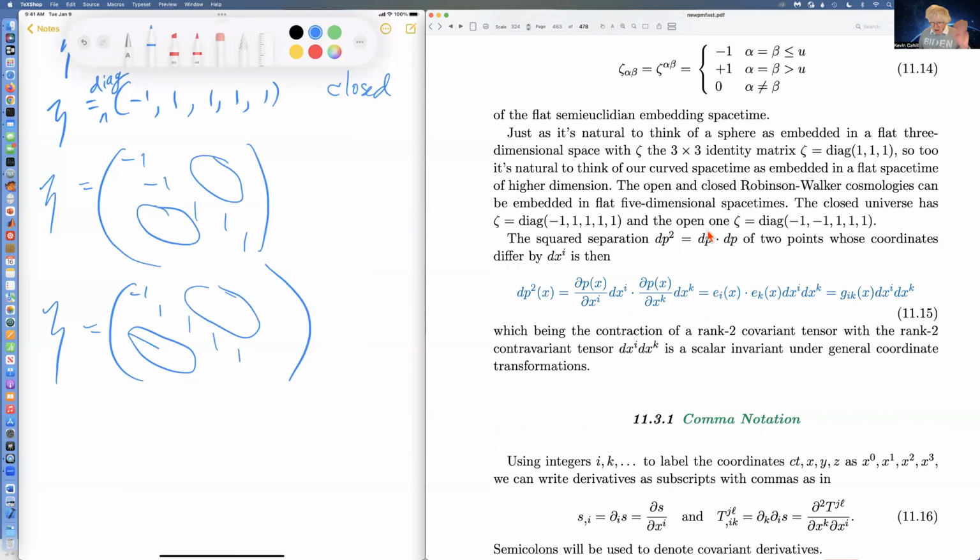And as I said, that's pretty amazing. But the squared separation is the dot product of the change in the physical points of the two points in our curved space-time. That is this inner product, and that's this metric of space-time. And this inner product is the inner product with this metric zeta, which is diagonal.